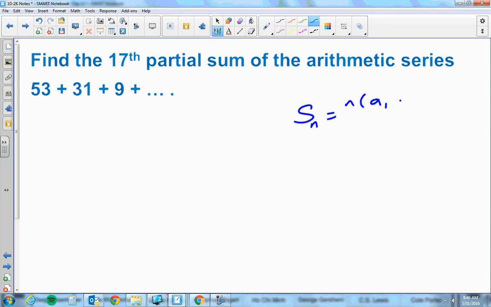And once again, this formula works to find the sum of an arithmetic sequence. And how do you know it's arithmetic? Because it's decreasing by how much every time? You're actually 22. But it is a constant difference, so therefore it's arithmetic.